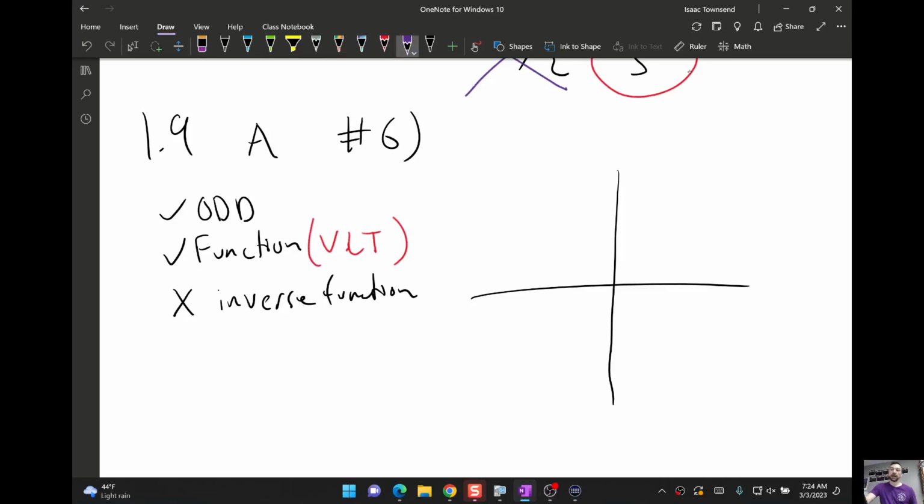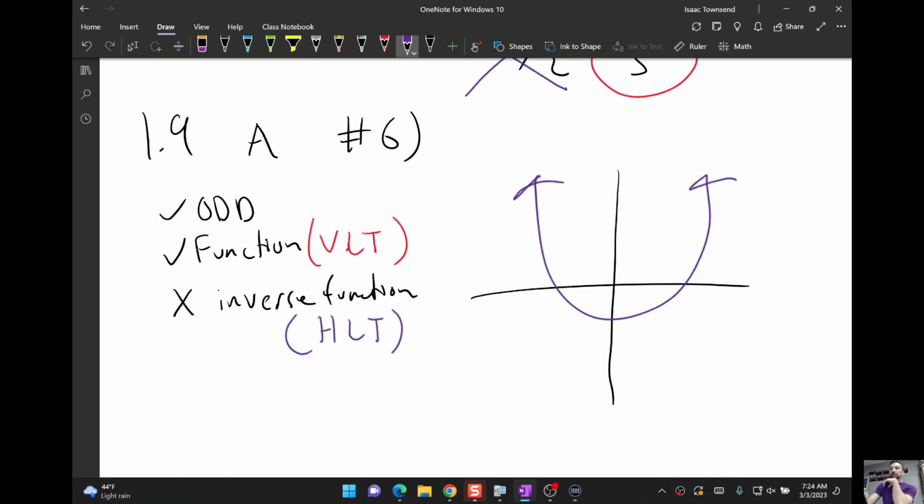To not have an inverse function means that it fails the horizontal line test. So this is a function, but this one's inverse is a function because it passes the horizontal line test. So you needed to make something that's a function, passes the vertical line test, but did not pass the horizontal line test. So that would be another way that your answer could be off.